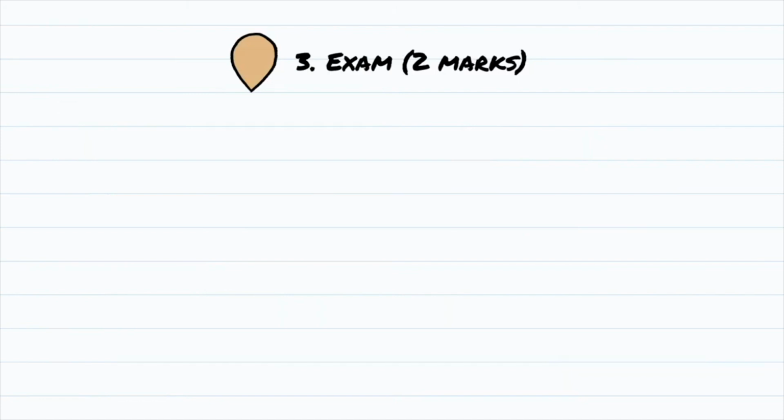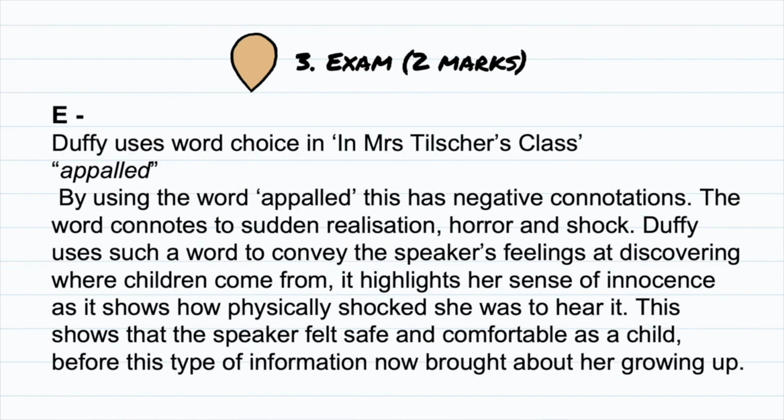Step 3 was exam, so we're going to treat this just like a normal 2-marker as if it was from the first 3 questions of the set text part of the paper. So we put E, and then we say, Duffy uses the word in Mrs. Tilcher's class, appalled. What I've done here is I've told the marker, okay, I'm going to try in Mrs. Tilcher's class first. Mention the fact that this piece of word choice is from this poem. You're talking about 2 poems, so you need to be able to differentiate them clearly. I've picked word choice of appalled.